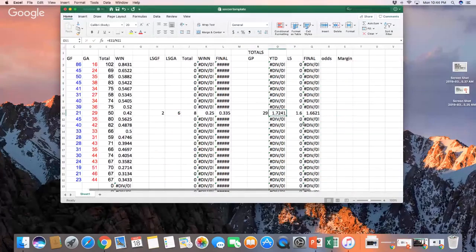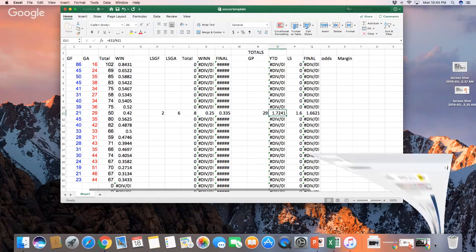So what this does is this calculates their year-to-date totals, which is 1.72, which means the total average of their goals along with their points. So the final score of the games that they played year-to-date averaging 1.72. And the last 5, their average is 1.6, for a final totals number of 1.66. So then what we would do is get the opposing team.